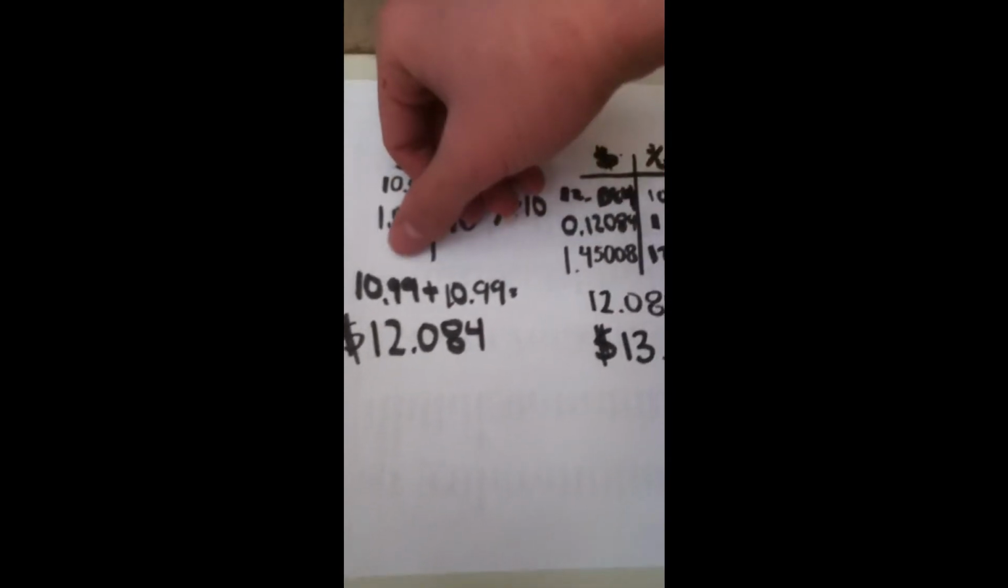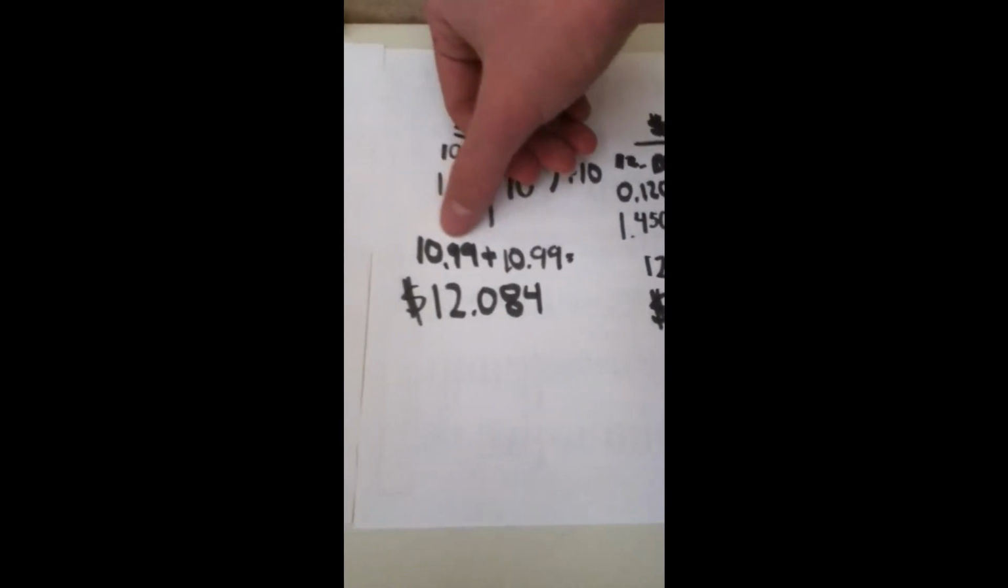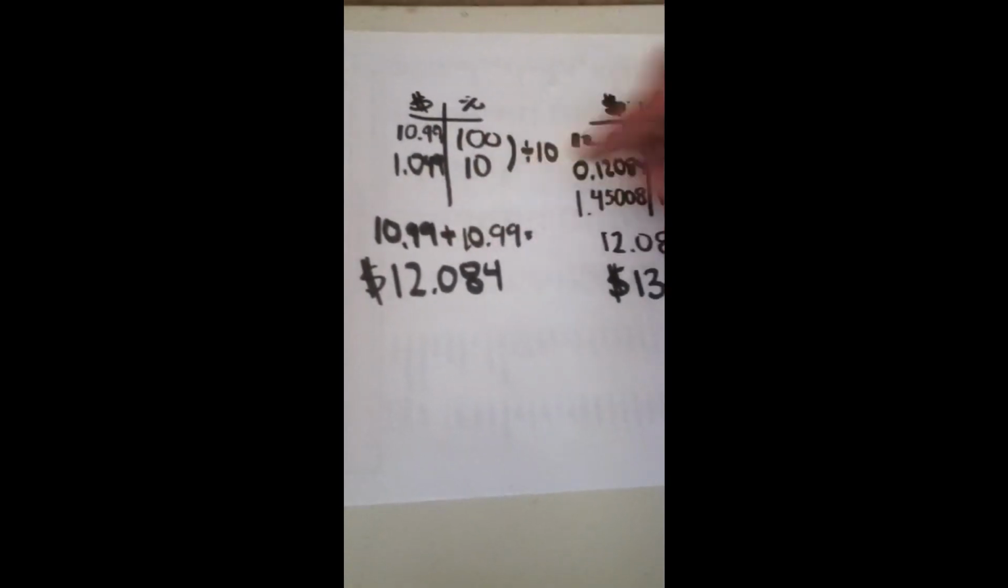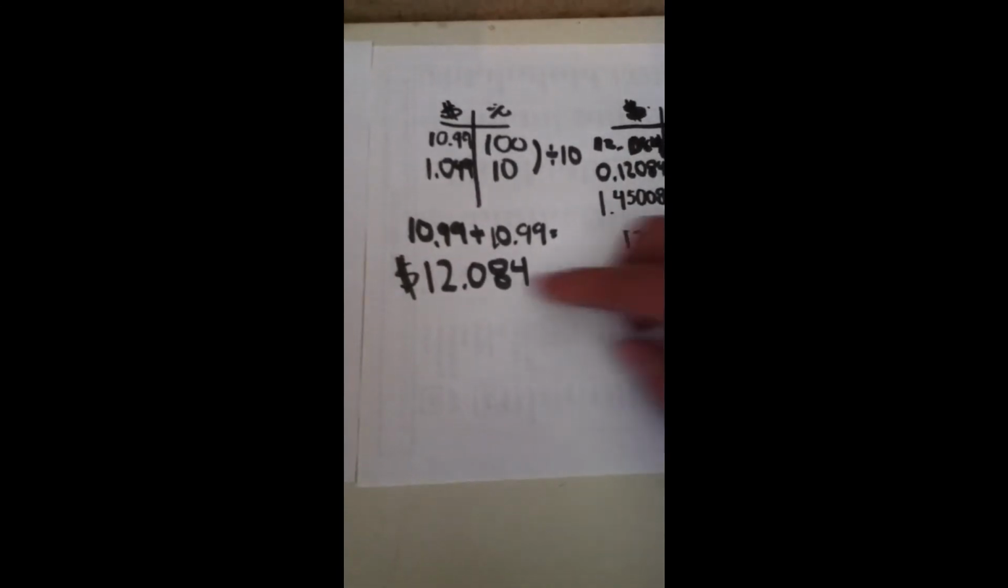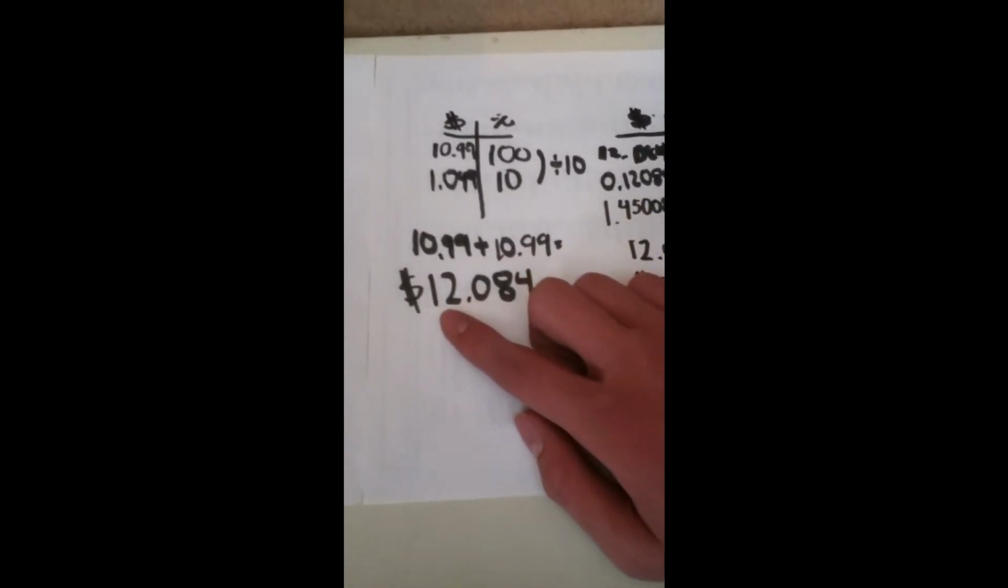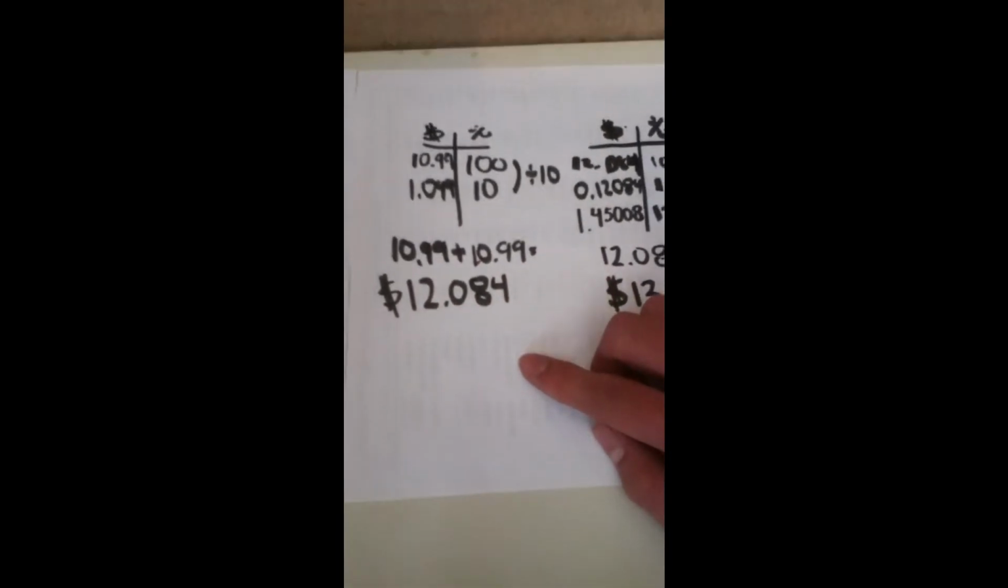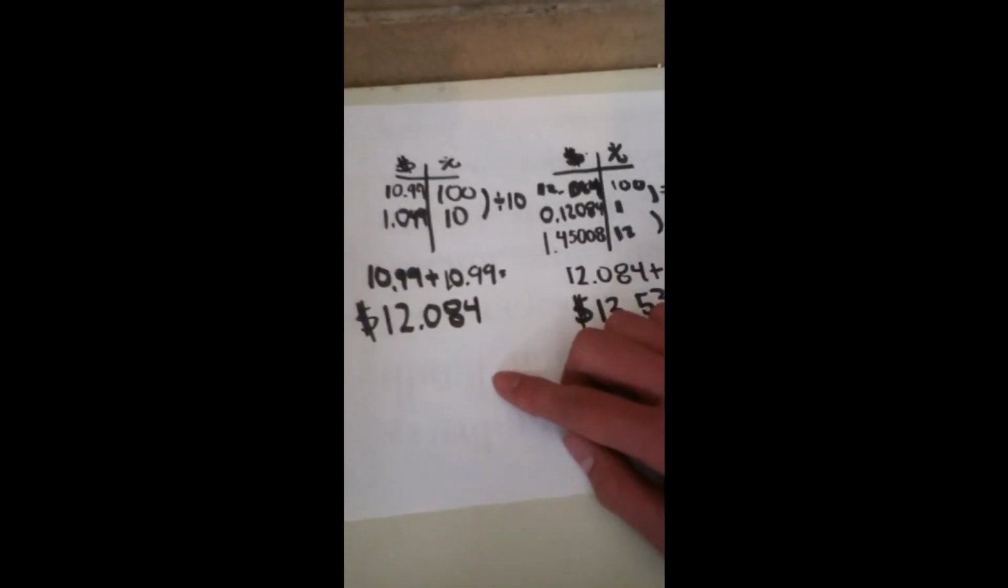And I did $10.99 plus 1.099, I think, which equaled 12.089 thousandths for the 10% part.